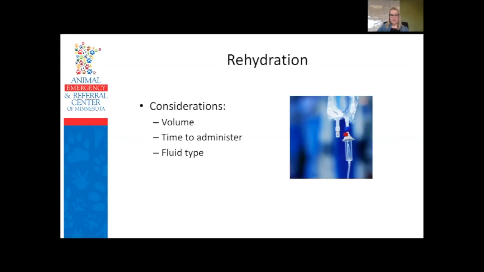After you've decided that, you have to think about the volume of fluid you're going to give them. You have to think about how long you're going to give that fluid over and what type of fluid you're going to use to rehydrate your patient.